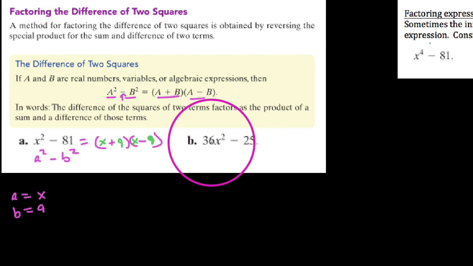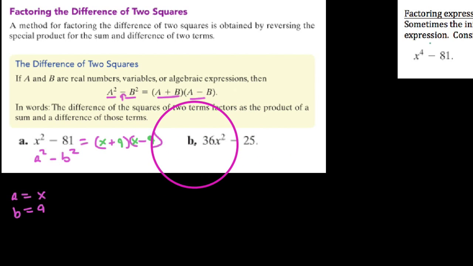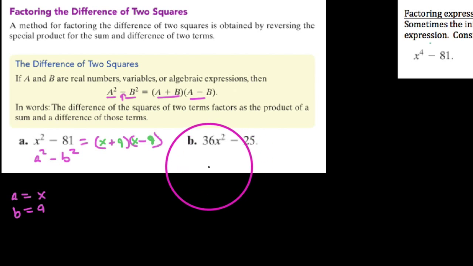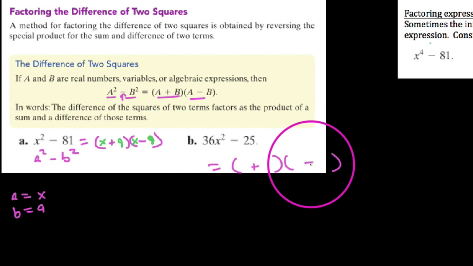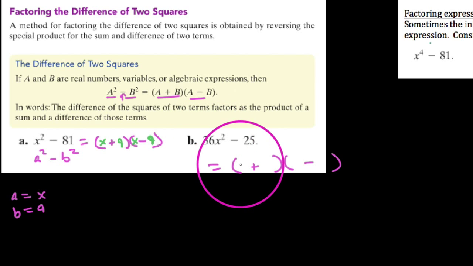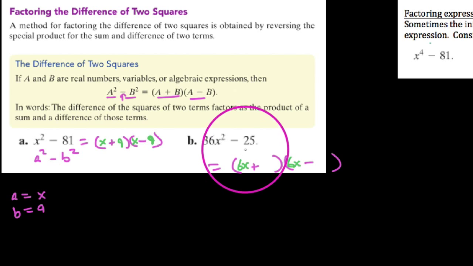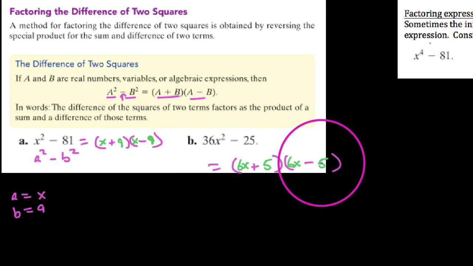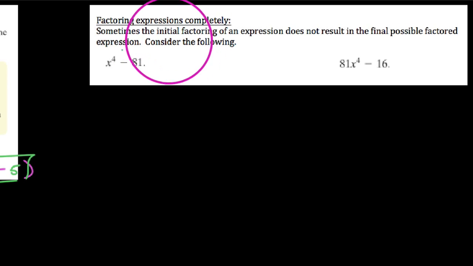So again, looking at this, we say 36x squared minus 25. The thing I notice is that it has two terms, and it's a difference. And these are noticeably perfect squares. So this factors into conjugate pairs. One is going to be positive, the other negative. In the front, we'd have a 6x and a 6x, that's the square root of 36x squared. And in the back, we'd have a 5, that's the square root of 25. Done.